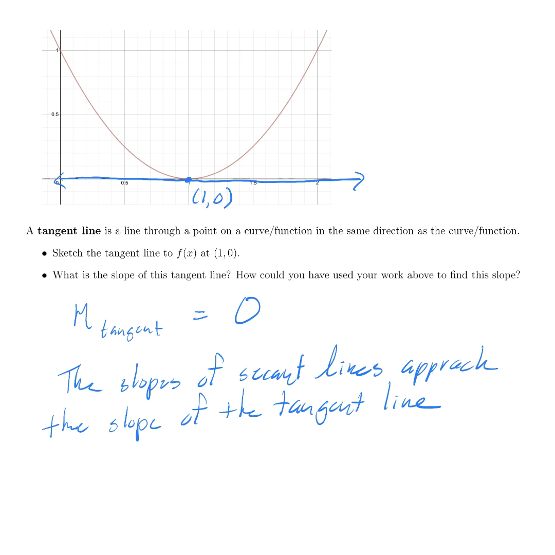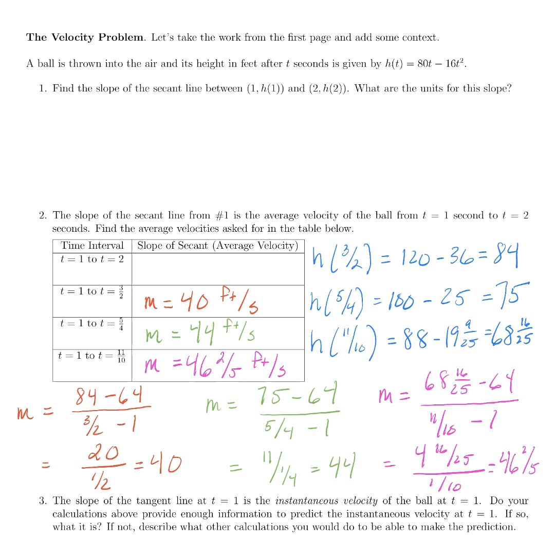Okay, great. So this is out of context, but let's see what happens if we put this in a little bit of context on the next page. Okay, so we're going to look at the context being velocity. So we've been given the position function of a ball. So it's thrown into the air. After some number of seconds, you can find its height as 80t minus 16t squared, where t is in seconds.